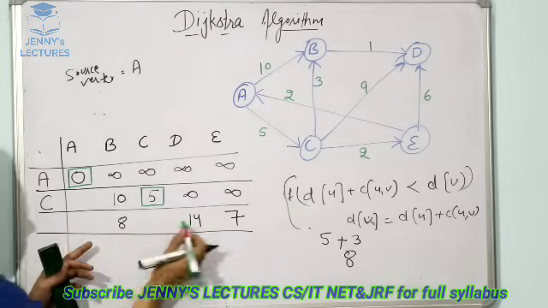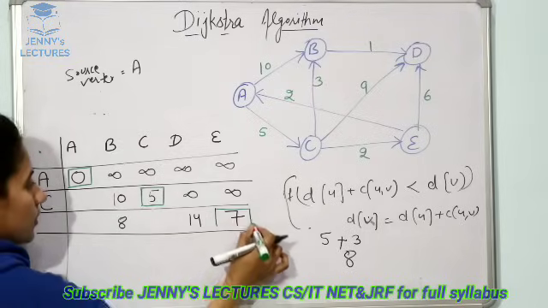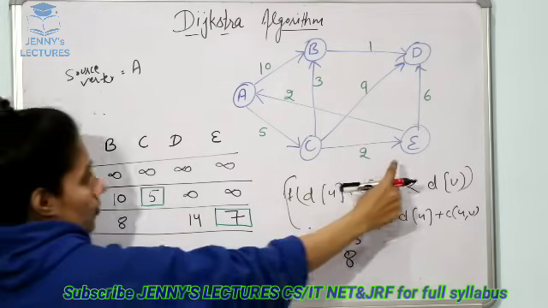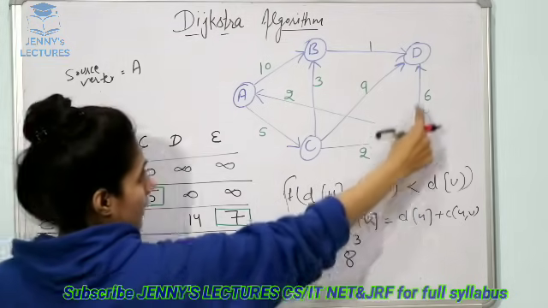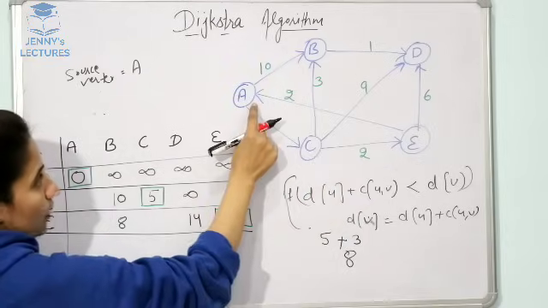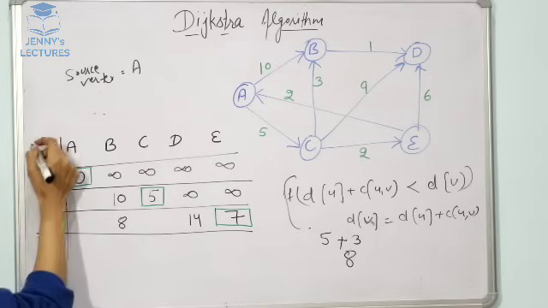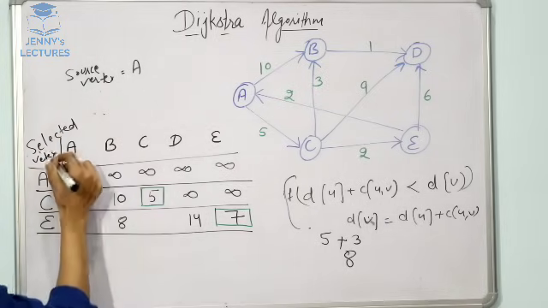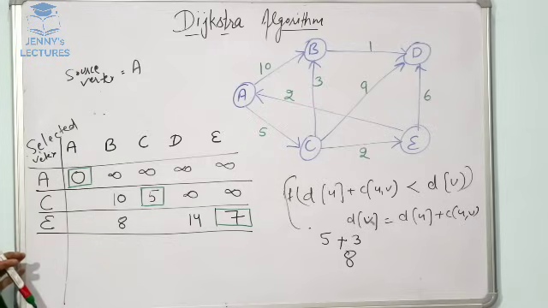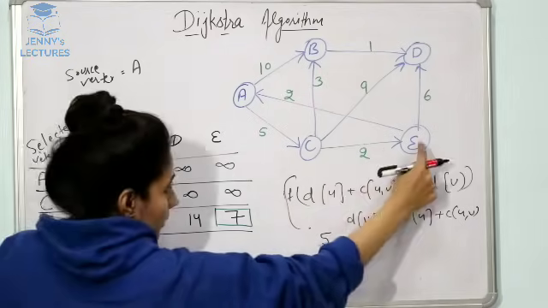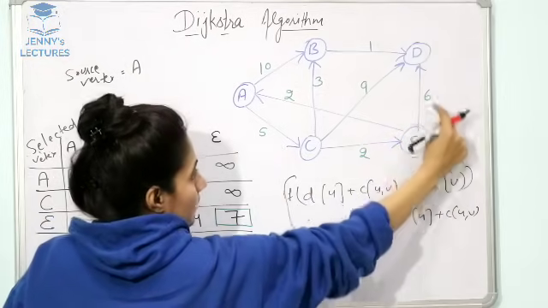Now out of these 3, which one is minimum? That is 7. We will select this vertex, that is E. E would be selected. Now from E we can update the distance of D and the distance of A, but we will not update this distance. Why so? Because A is already selected. These are selected vertices, or you can say visited vertices, or marked vertices. Now E to A will not update, we can update only E to D because we have an edge from E to D.